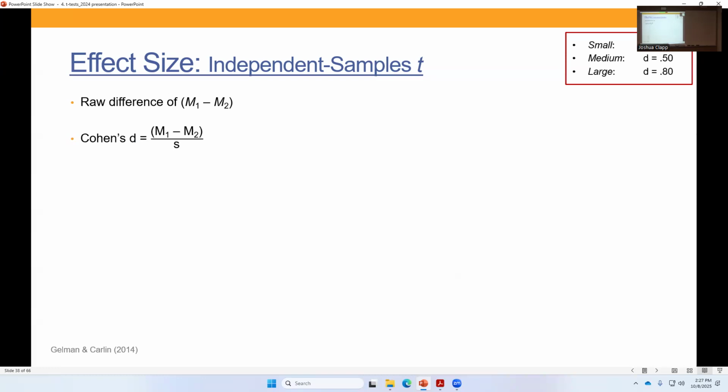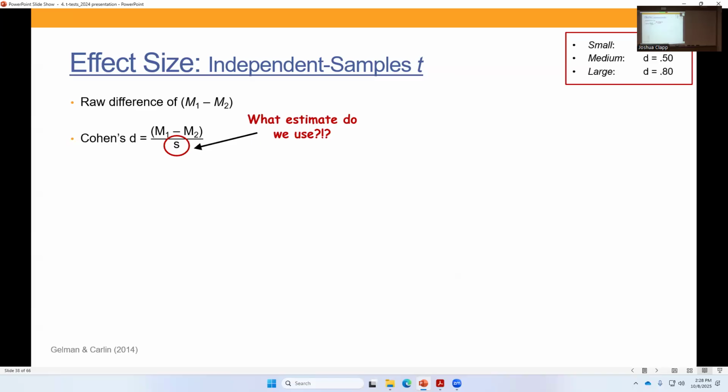And Cohen's d for our independent sample t-test is going to be just the mean of your first sample minus the mean of your second sample over a standard deviation estimate. Okay? And remember what Cohen's d gives us, you can interpret this as kind of like a z-score. It's giving you a metric of difference in standard deviation. Okay. The problem is with our independent sample t, what do we use for that standard deviation estimate? Because we've got a couple, right?